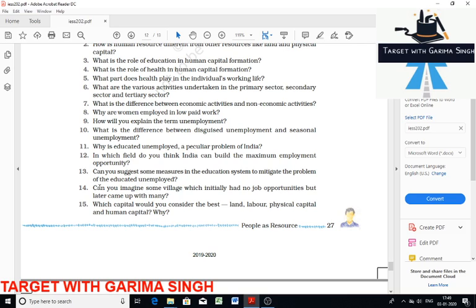Next is 15th. Which capital would you consider the best? Land, labor, physical, and human. Undoubtedly, human capital. Human capital makes use of other resources like land, labor, and physical capital to produce an output. The other resources cannot become useful on their own. Hence, human capital will be considered the best among all the resources.